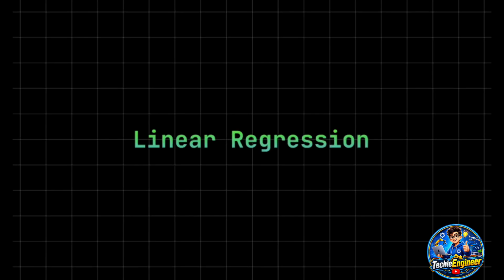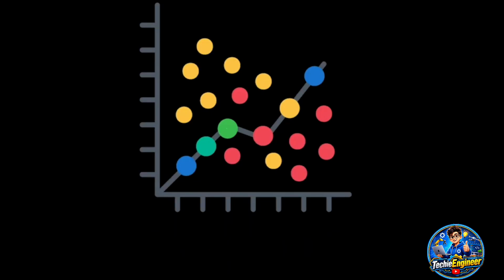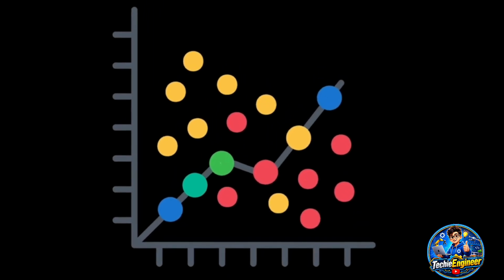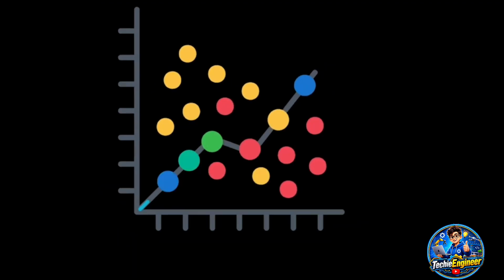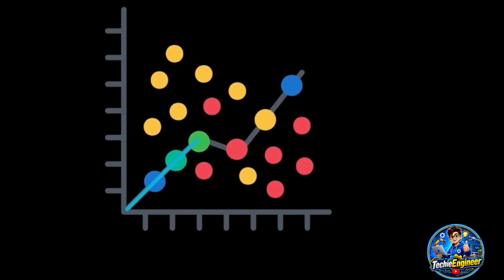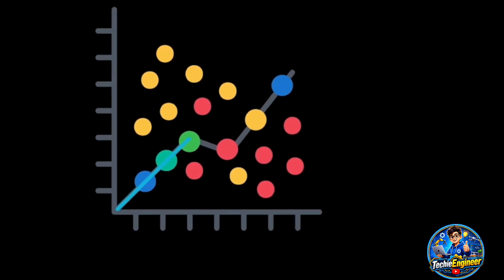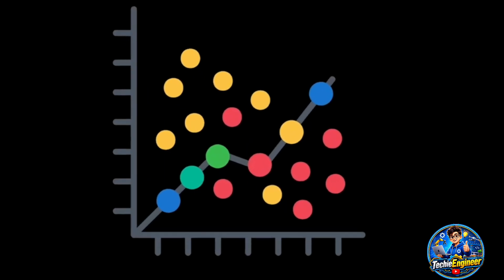Linear regression, one of the most fundamental algorithms in machine learning and statistics. Linear regression models the relationship between an independent variable and a dependent variable by fitting a straight line. This line, defined by a slope and an intercept, represents how changes in the input affect the output. The goal is to minimize the difference between predicted values and actual values, usually done by minimizing the sum of squared errors. This results in the best fitting line through the data points.